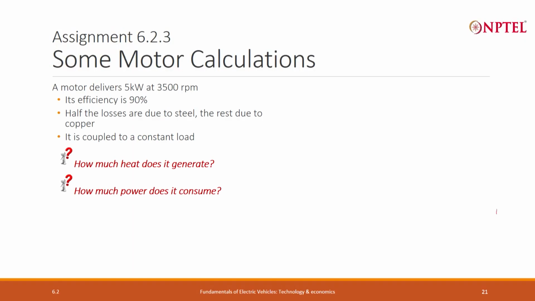So, here we are talking about a motor which is delivering 5 kilowatt at 3500 rpm, and its efficiency is 90%. Half the losses are due to steel, half the losses are due to copper, and it is coupled to a constant load. Remember, it is not a vehicle. A vehicle is normally not a constant load. As it moves, air drag, many things will change, it may go up a gradient. So, you cannot really measure a motor by putting it on a vehicle.